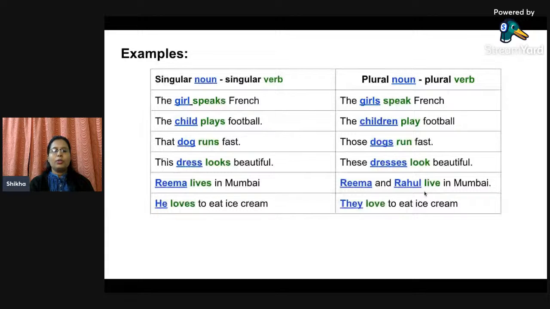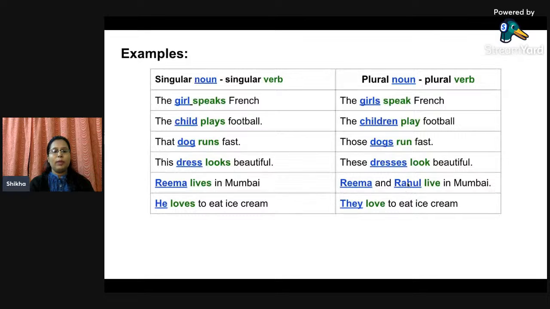Am I correct? Now in place of and, if we would have used or, Rima or Rahul, if we use or, that means we are talking about only one person. Maybe we are talking about Rima or Rahul. So Rima or Rahul.